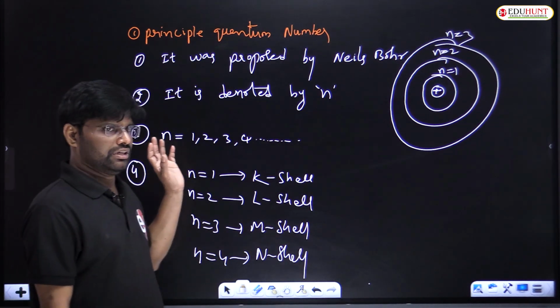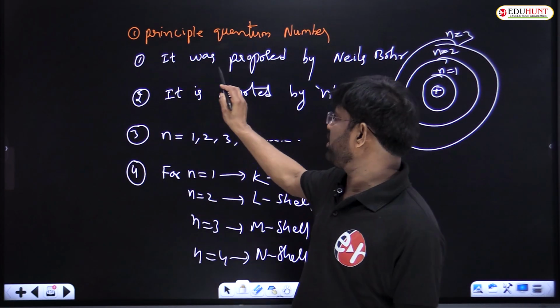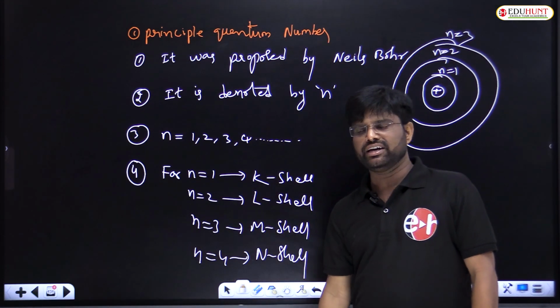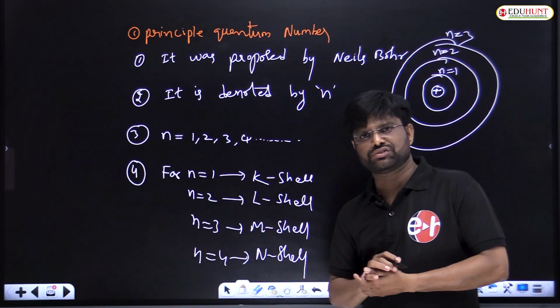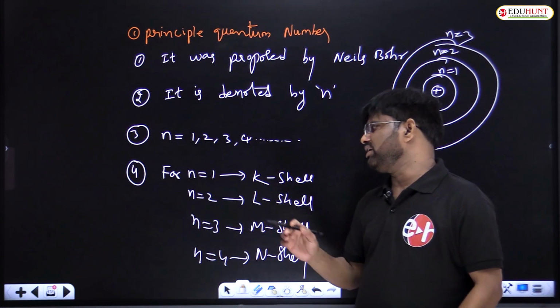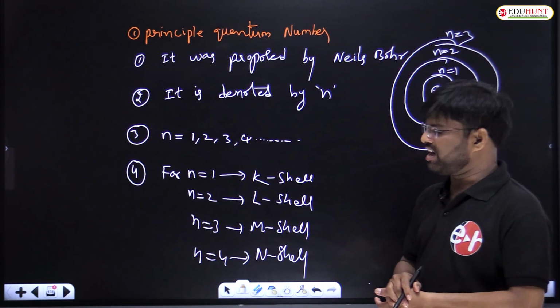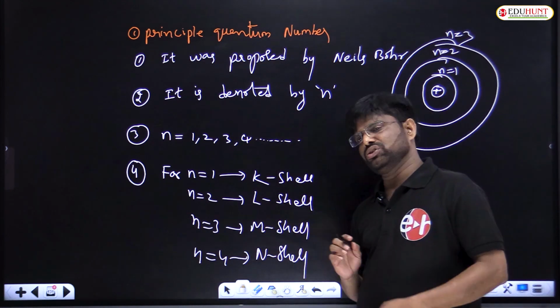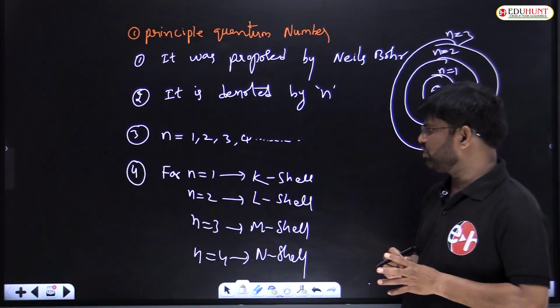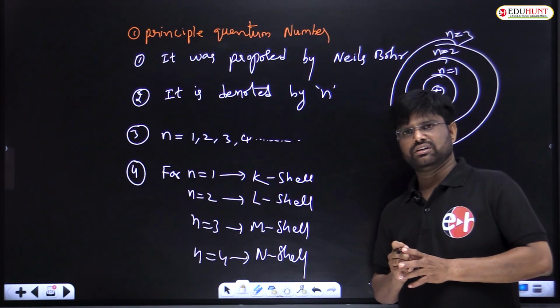So the first point: this was proposed by Niels Bohr and it is denoted by small n, and the n value starts from 1, 2, 3, 4. N equal to 1, K shell or K orbit. N equal to 2, L shell. N equal to 3, M shell. N equal to 4, N shell.